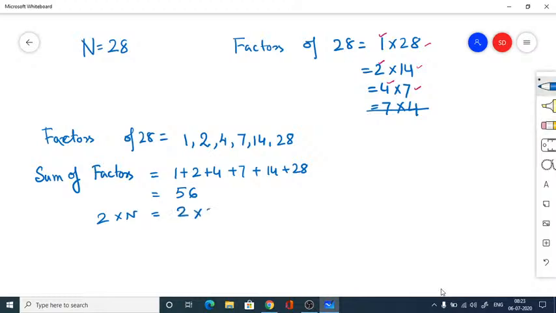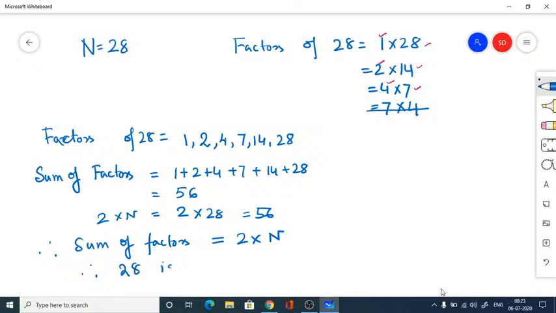It is 2 into 28, which is equal to 56. Therefore, the sum of factors is equal to twice the number. Therefore, 28 is a perfect number.